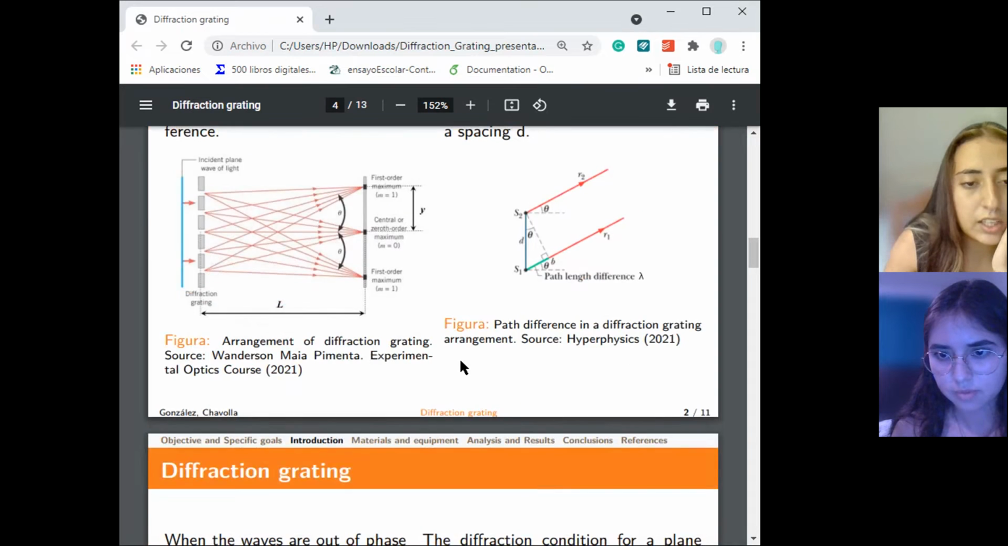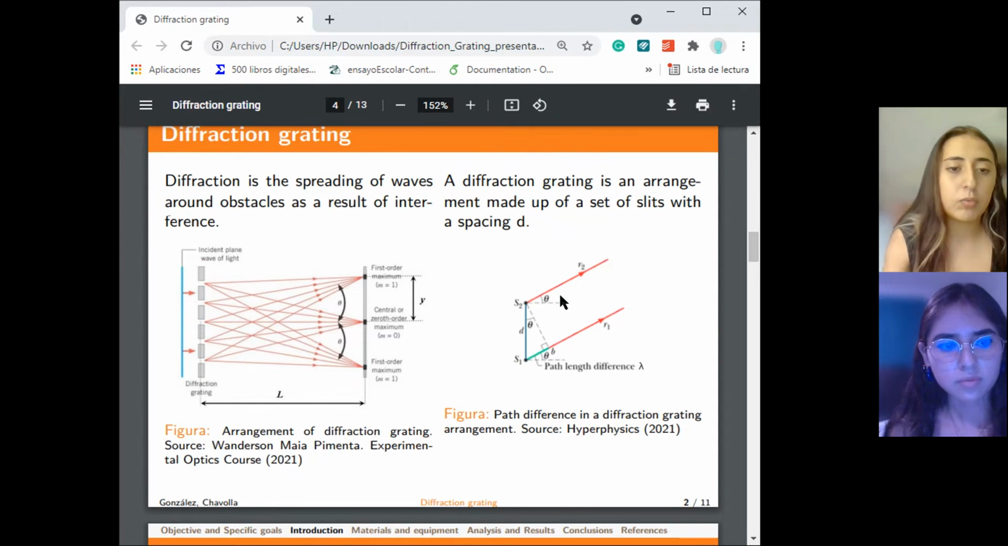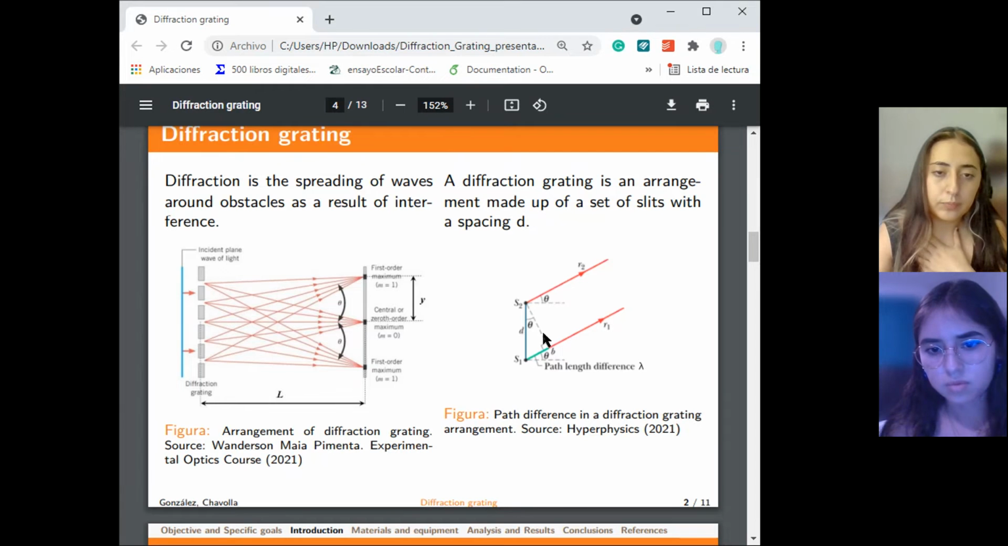And as we can see in the second diagram, the path difference emanating from each of the slits of the diffraction grating is better explained.